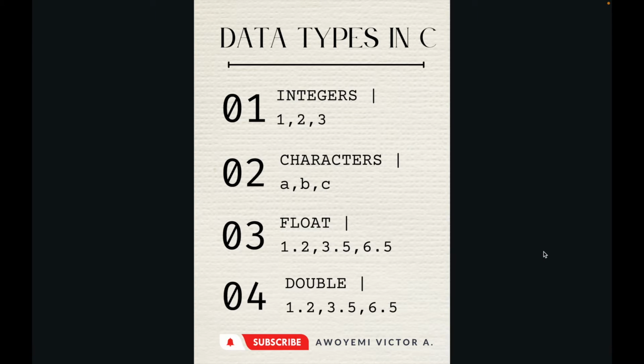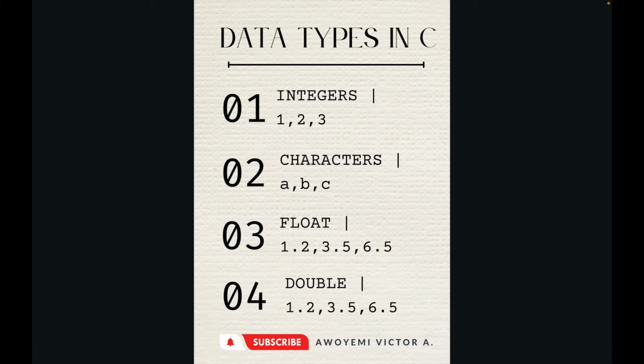If you remember in school, anytime they write a number like 1 2 3 4 5, we call them numbers. Anytime we write something like A, B, C, D, E, F, A to Z, we call them alphabet. And anytime we write 1 point something, 1.2, 1.5, 3.5, 6.5, we call them decimal numbers.